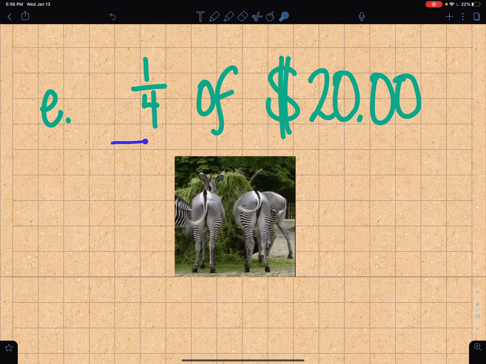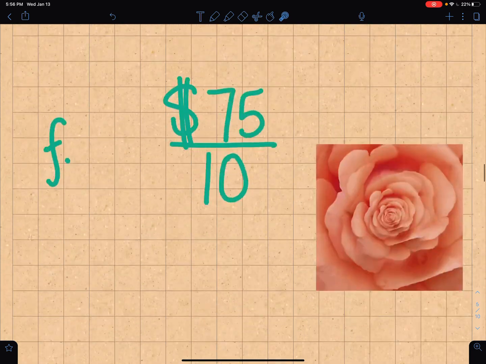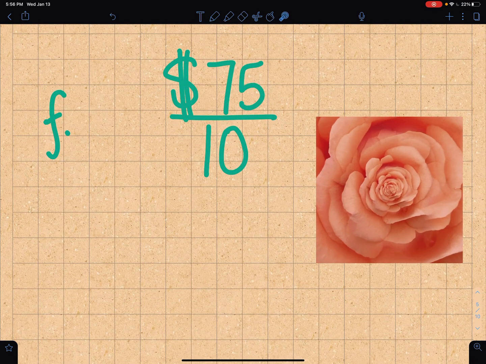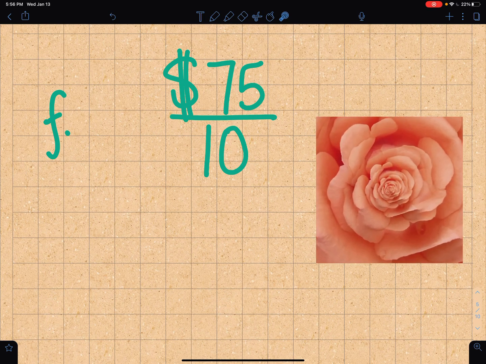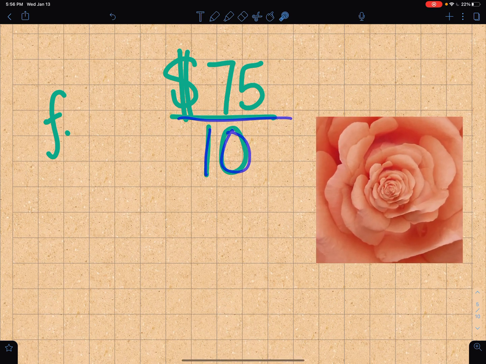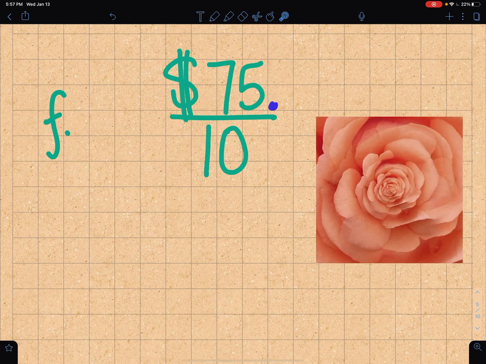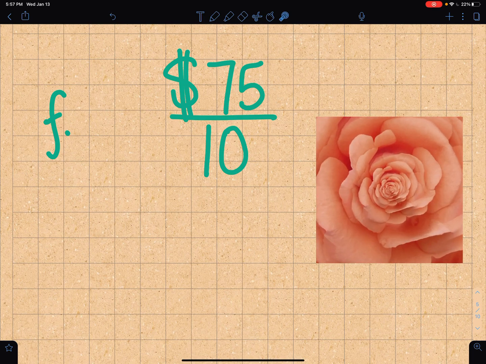Okay, what is 1/4 of $20? 1/4 of $20. How would you do that? If it were me, I'd probably do half of $20, and then I know that a fourth is a half of a half. So I would do this by half, and then whatever I get, do that by half. Okay, let's go to F. F is $75 divided by 10. So if you had $75 in the decimals here, and you had to divide it up among 10 friends, how much would each friend get?